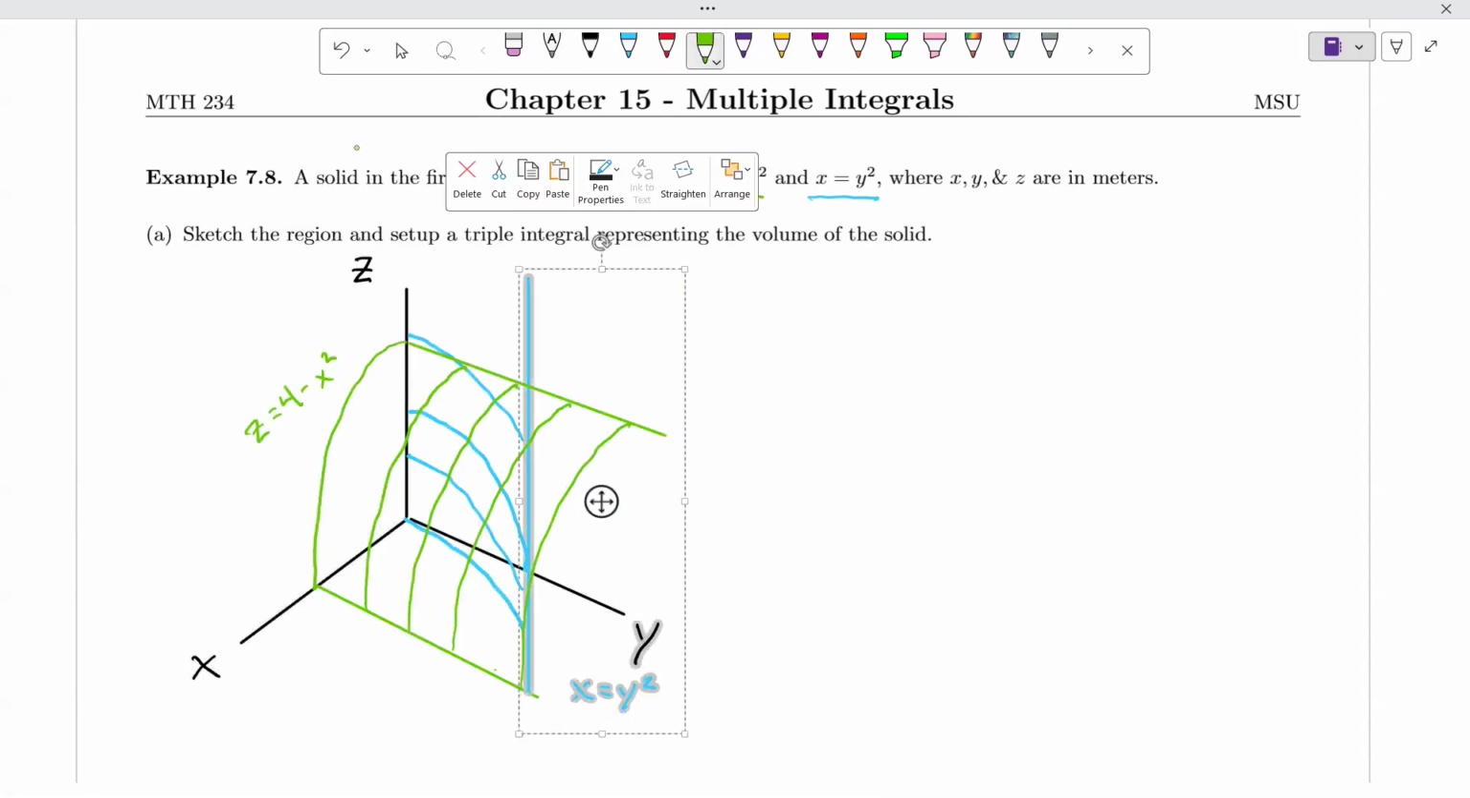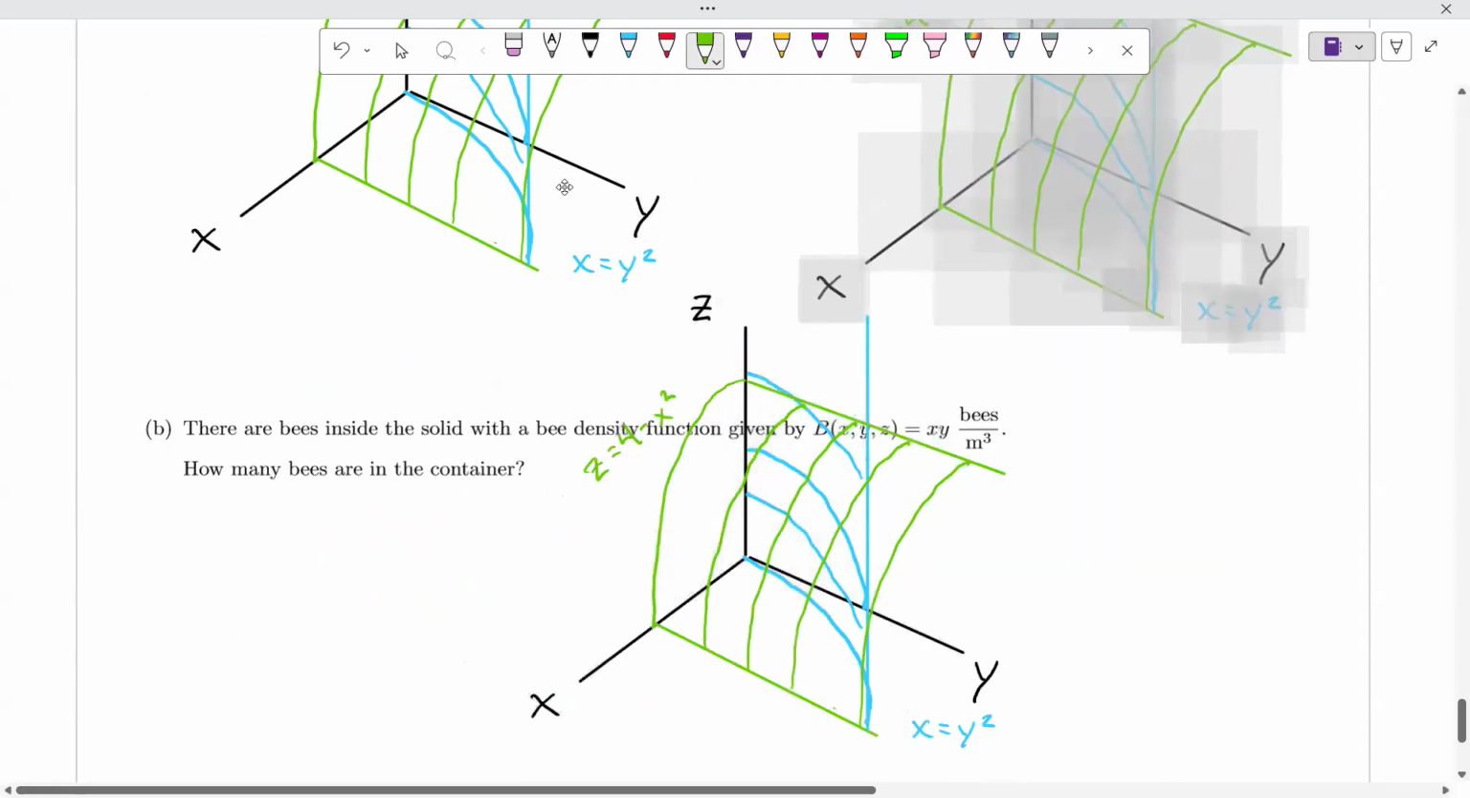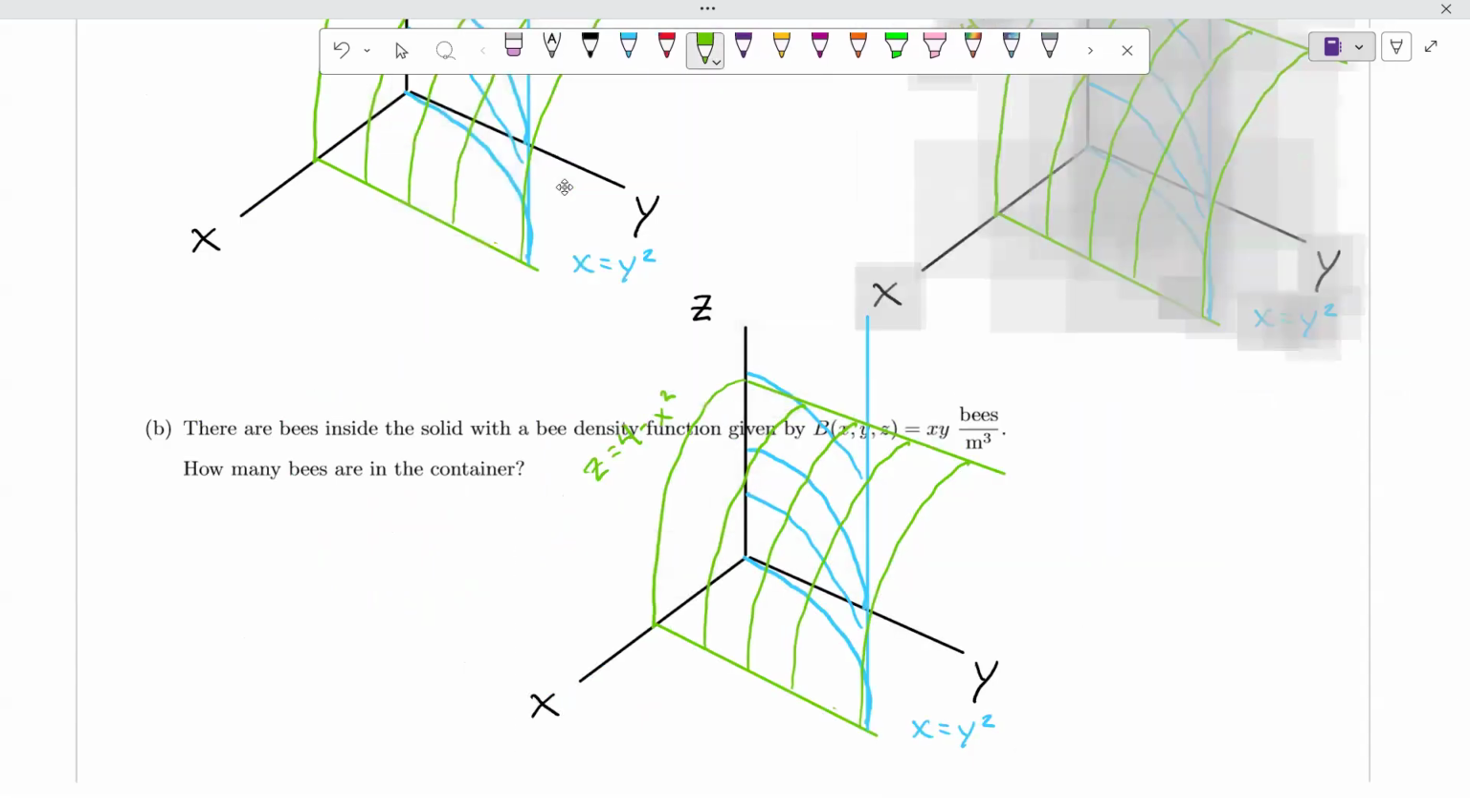Now that we've drawn it out, we're in this together after all. Hey, don't be like that.